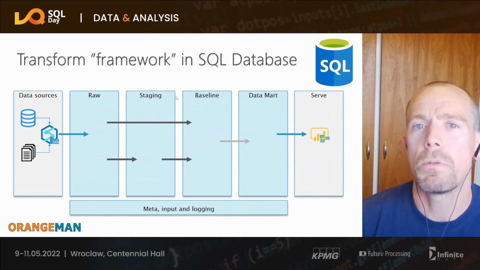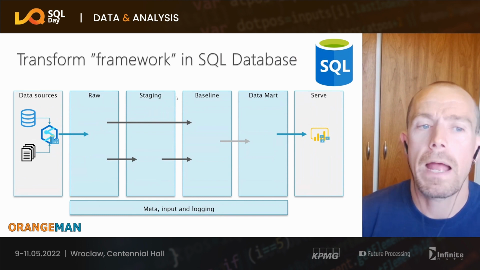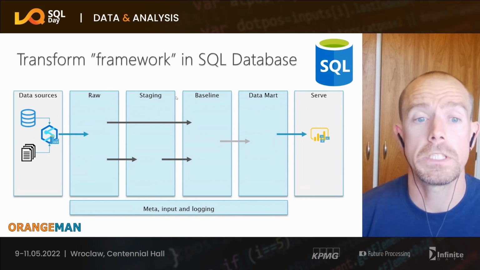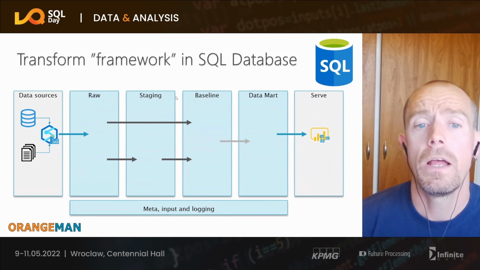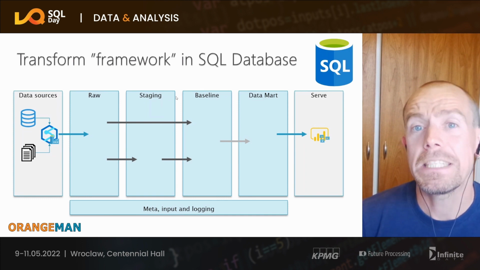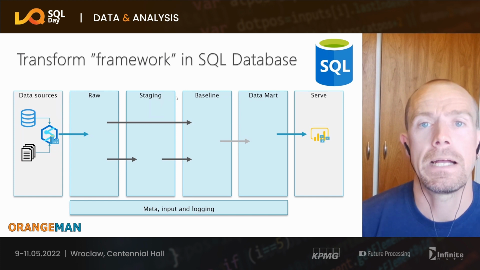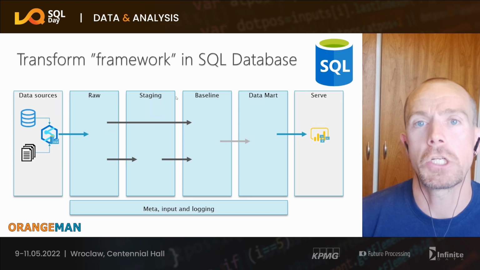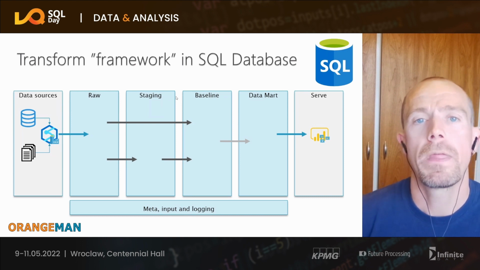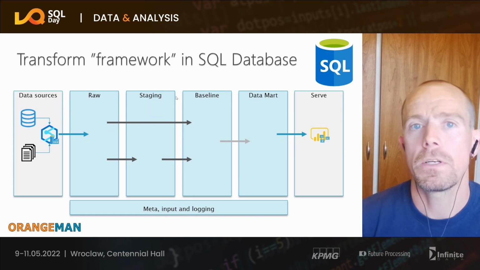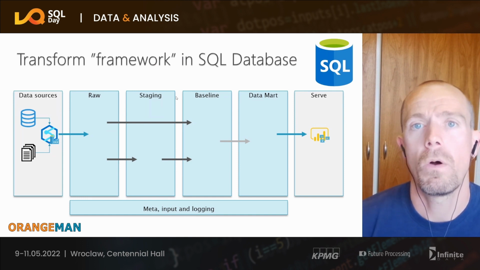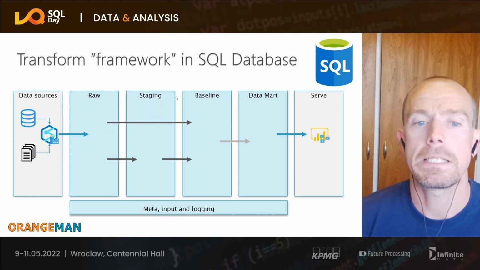You probably use some other namings for your layers, but I call the first layer the raw layer. That is just a one-to-one copy from the source system. And then we have the staging layer, which is an intermediate layer where we can do some cleansing of the data. And then we have the baseline layer where we store our dimensions and facts in this dimensional model schema. So the data, as it travels through these layers, goes from the raw state until it has all the business rules applied and all the cleansing.